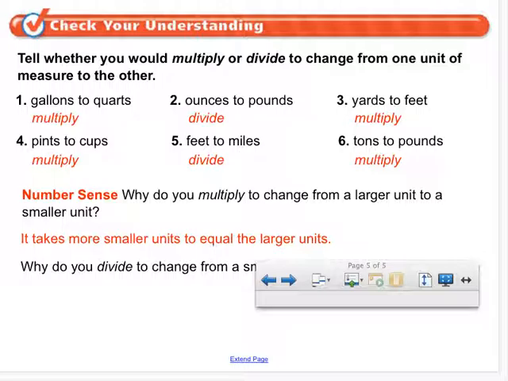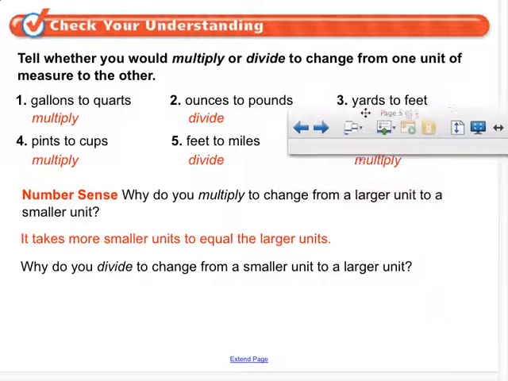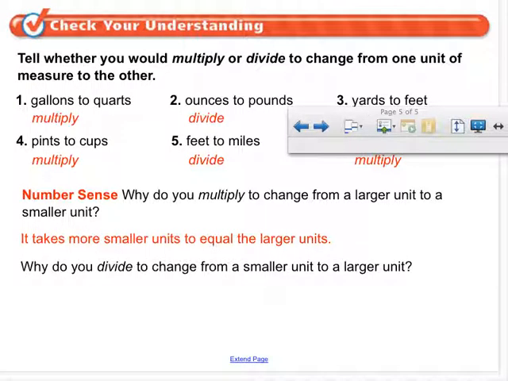Think about it. How many inches in a foot? There's 12 of them, right? That's the smaller unit. So here's the flip side. Why do you divide to change from a smaller unit to a larger unit? It takes larger units to equal the smaller. Thank you, Nathan. There are fewer larger units to equal the smaller units.